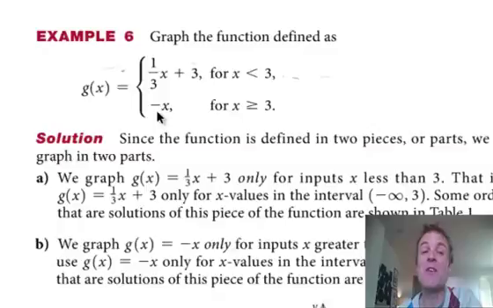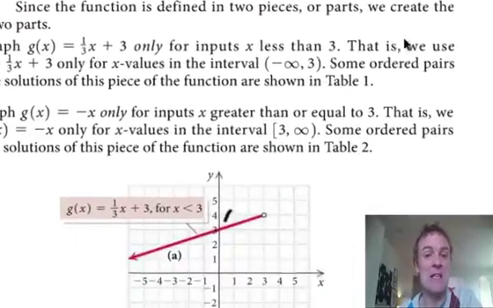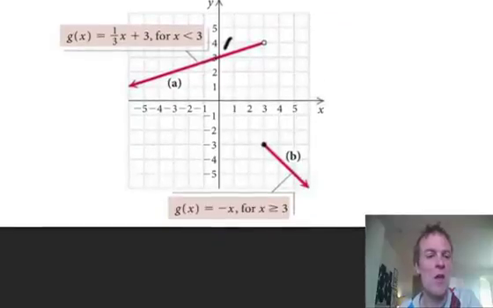I'm also going to have to graph the function negative x, for x's greater than or equal to 3. Okay, and if we look down here, here it is. Okay, so again, remember, y-intercept of 3 and a slope of 1/3. But look, I'm only graphing it for x's less than 3.